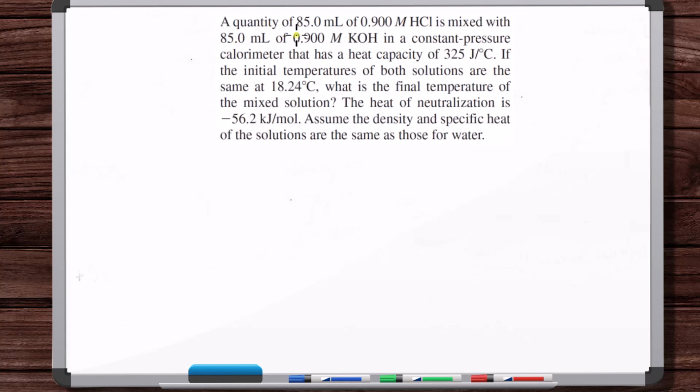Okay, a quantity of 85 milliliters of 0.9 molarity HCl is mixed with 85 milliliters of 0.9 molarity KOH in a constant pressure calorimeter that has a heat capacity of 325 joules per degree Celsius. If the initial temperatures of both solutions are the same at 18.24 degrees Celsius, what is the final temperature of the mixed solution? The heat of neutralization is minus 56.2 kilojoules per mole. Assume the density and specific heat of the solutions are the same as those for the water.